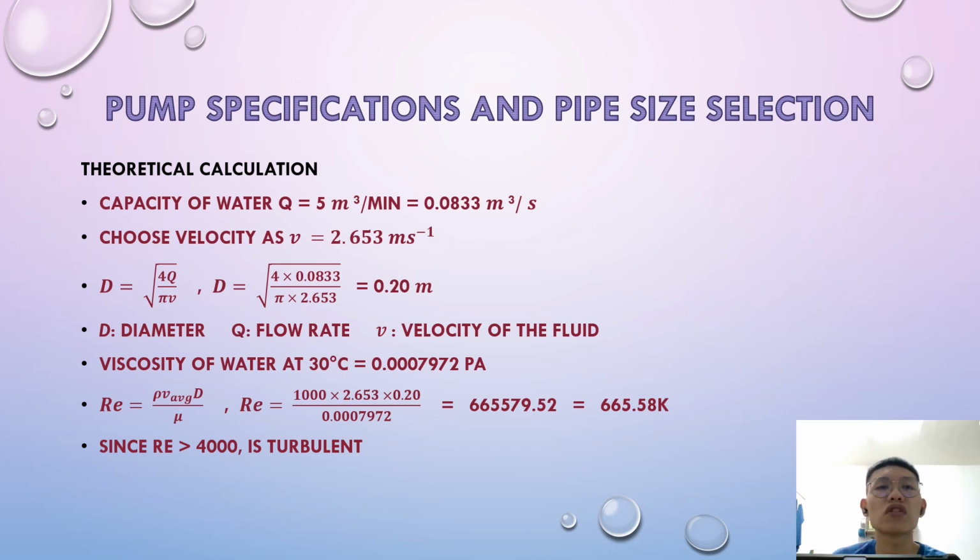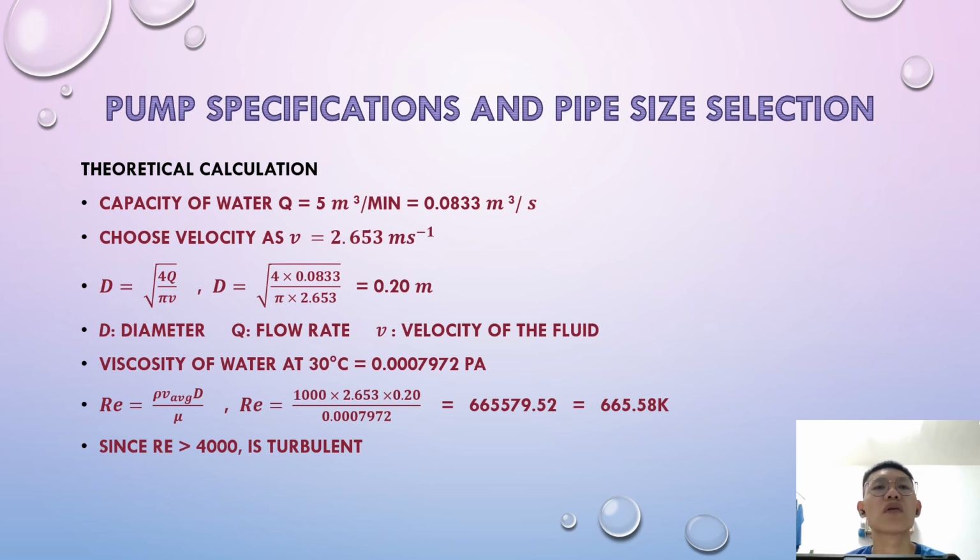The viscosity of water at 30 degrees Celsius is 0.000792. To find the Reynolds number, we use the formula rho V D over viscosity. The rho will be 1000, multiplied by velocity 2.653, times the diameter 0.20, over the viscosity 0.000792. Then we get a Reynolds number of 665.58 kilo.